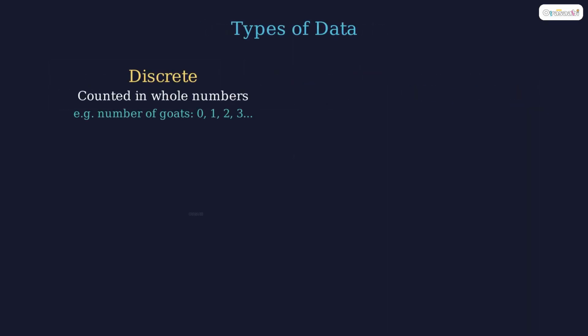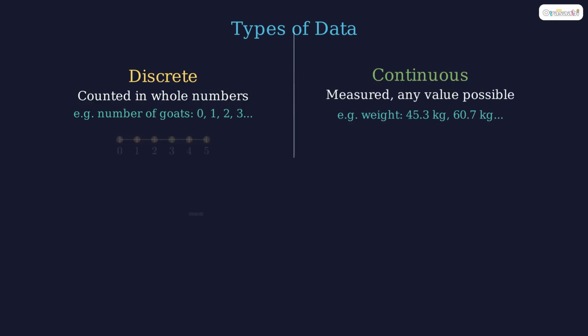Data comes in two types. Discrete data is counted in whole numbers like number of goats. Continuous data is measured and can be any value like weight or height.